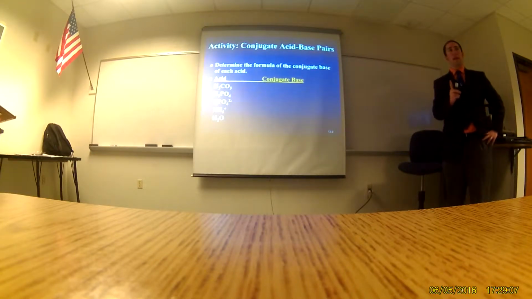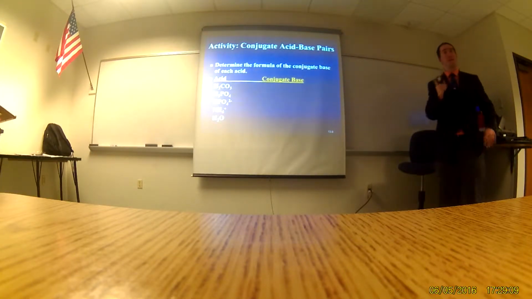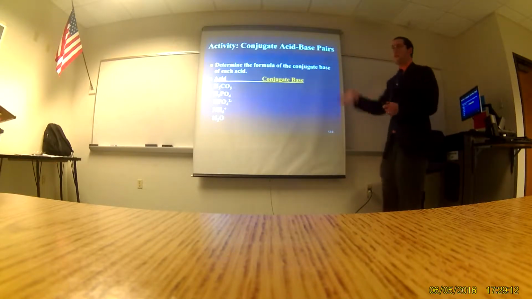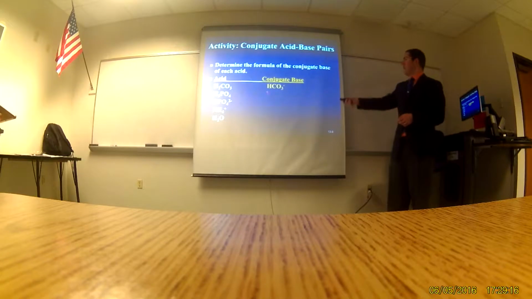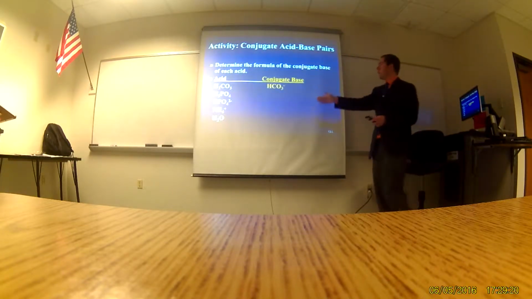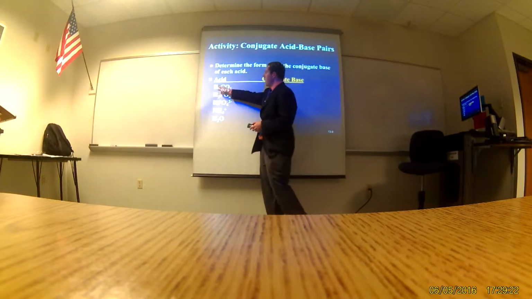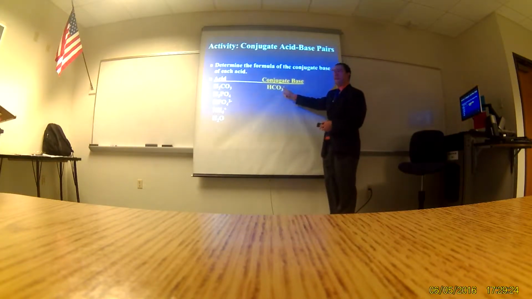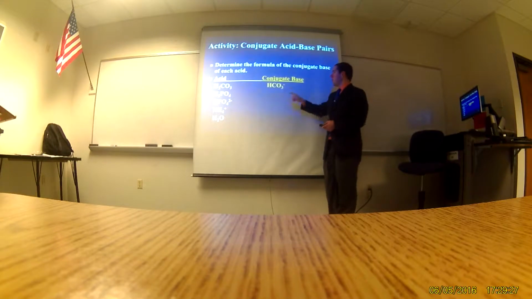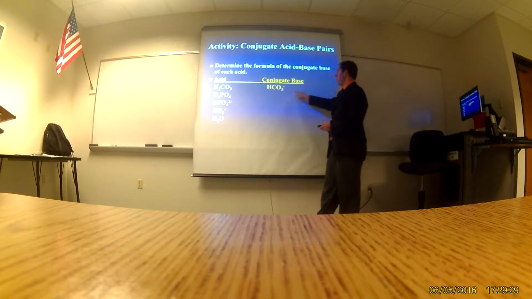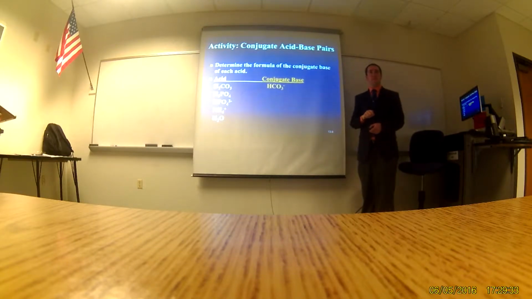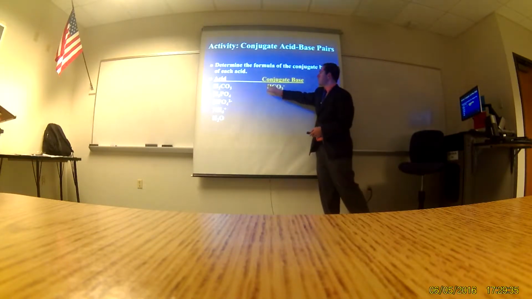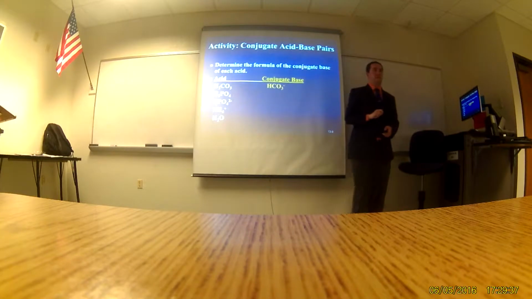HCO3 minus. When you get rid of that hydrogen, the plus goes with it. It's not all of a sudden you have too many minuses. So you have HCO3 minus. When you go from the acid to a base, remove a hydrogen, add a negative. So if you were going to take this another step further, what would be the conjugate base of that? CO3 2 minus. Remove the hydrogen, add a minus.